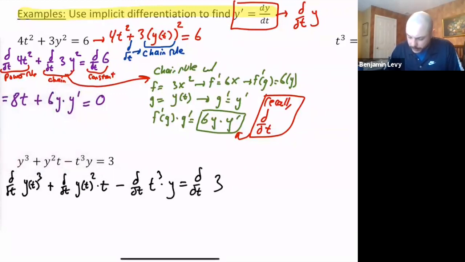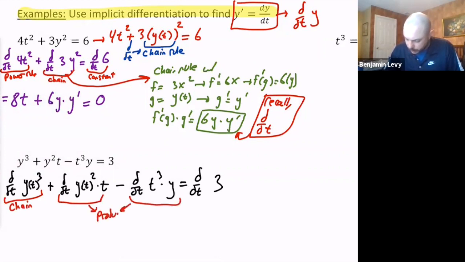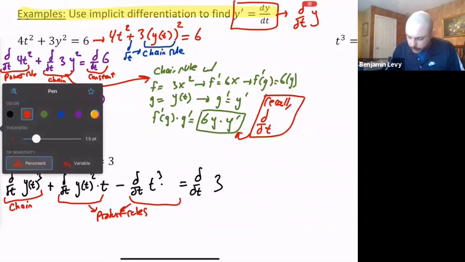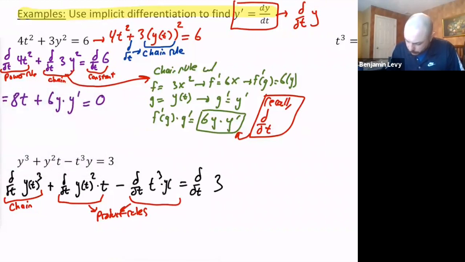So I'm just thinking about these separately. This one's going to be chain rule. These two are both going to be product rules, because we're multiplying two things. One of them is a t or a t cubed, and the other one has a t in it. I forgot to write that, so let me make a quick note here: this y is a function of t. And then the last one is just a constant rule because it's just 3, so we're going to get 0.